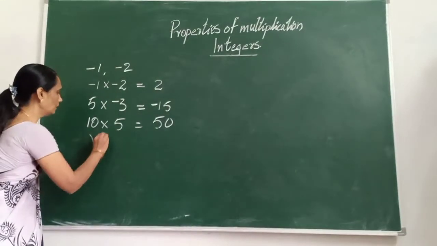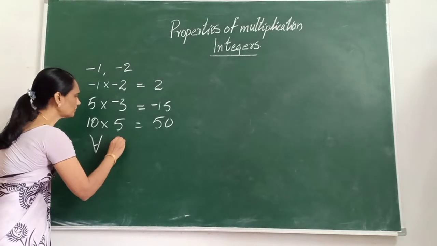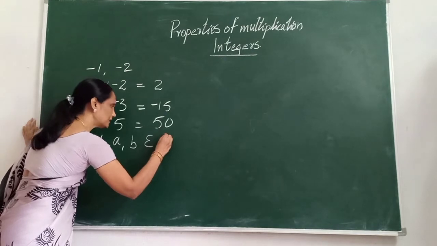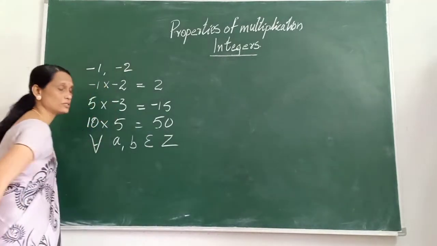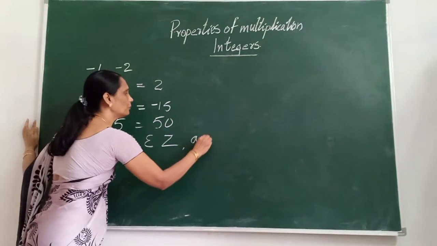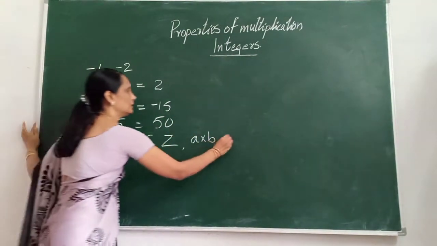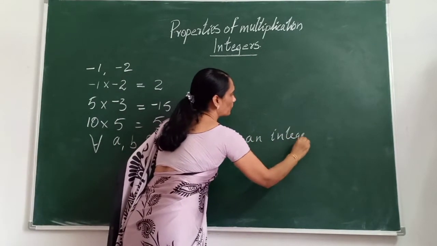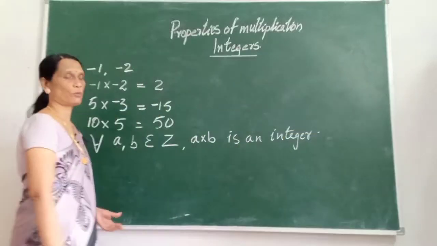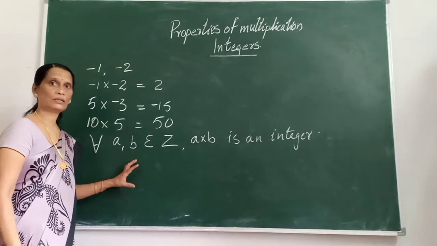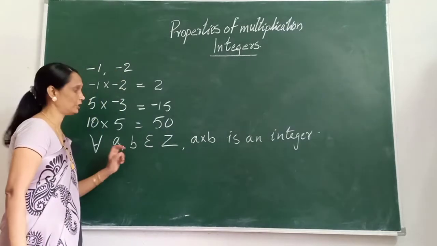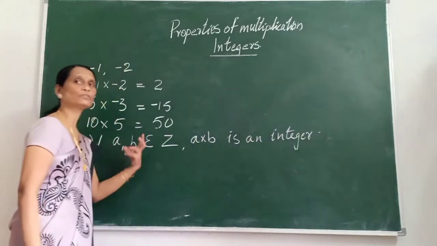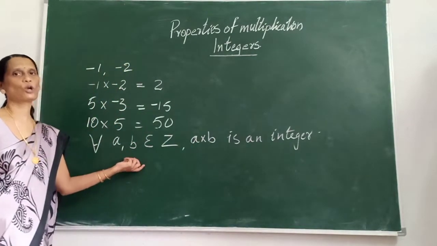For all a, b element of integers, let us represent by Z, a into b is an integer. So this property is known as closure property. For all a and b, a into b is an integer. a and b are the elements of integers, so a into b is also an element of integers. That property is called closure property.